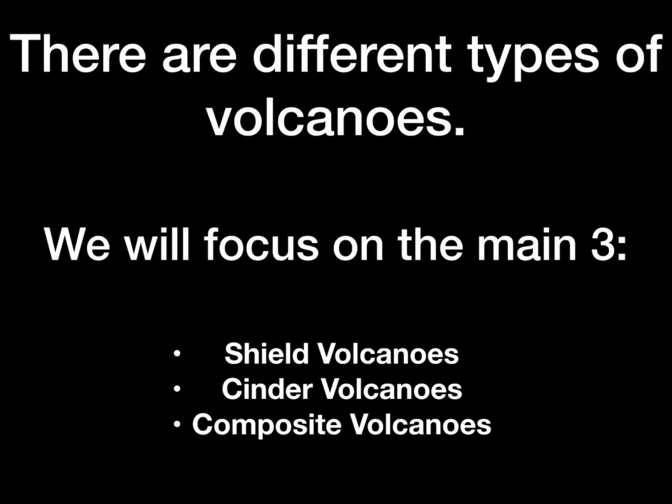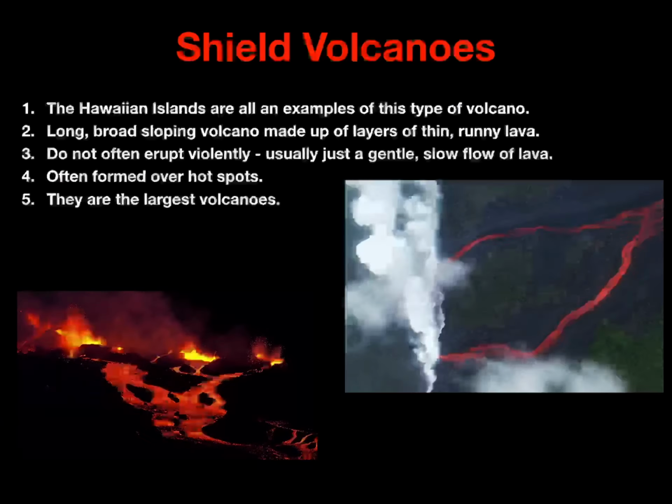So there are three different types of volcanoes. Well, there are several types of volcanoes. We're going to discuss three of them today. These are the three main ones. We've got shield volcanoes, cinder volcanoes, and composite volcanoes. Those are the ones we're going to focus on.